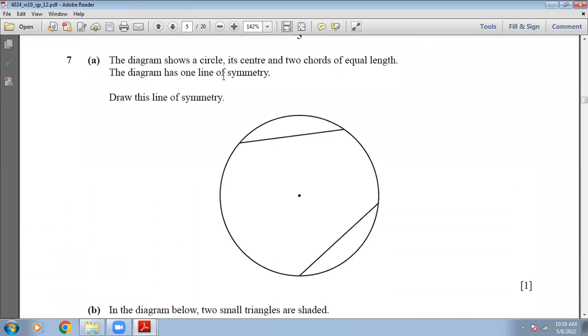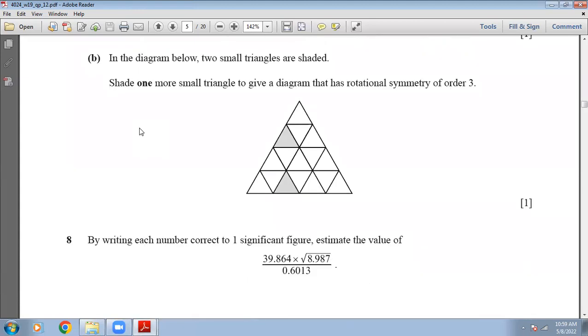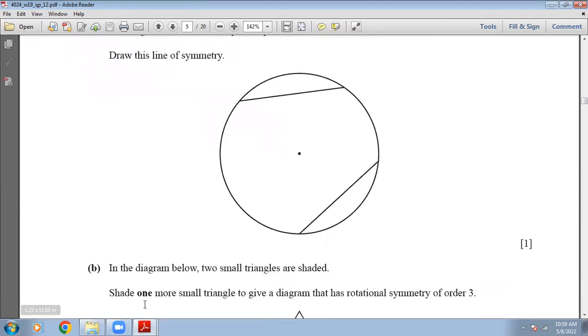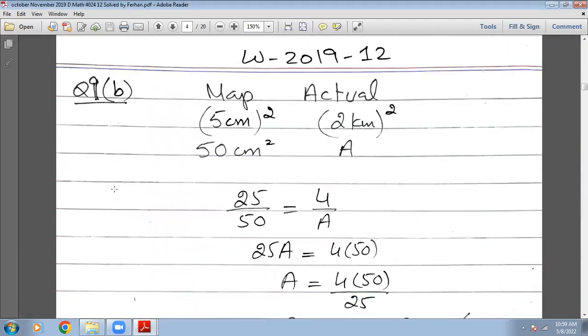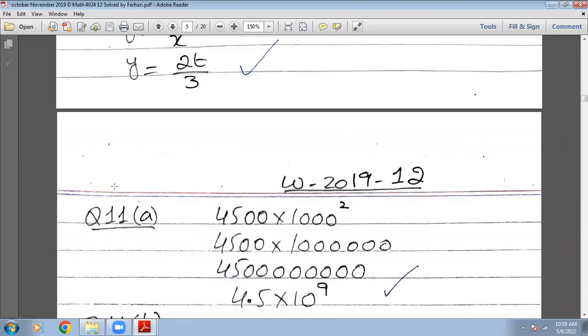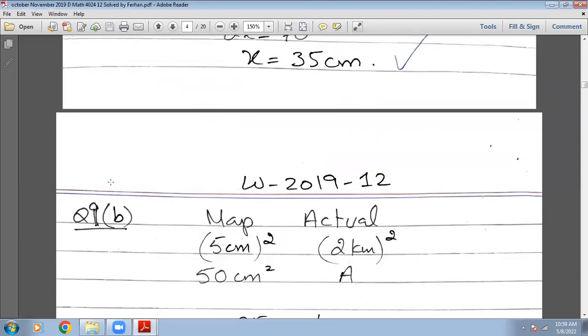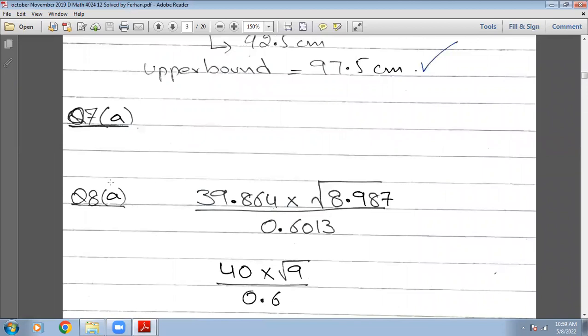So here we go. The diagram shows a circle, its center and 2 chords of equal length. The diagram has 1 line of symmetry. Draw this line of symmetry. Let me see if I have added it here. Oops, I have not taken this diagram. So this is question number 7. Let me show you how this is done.